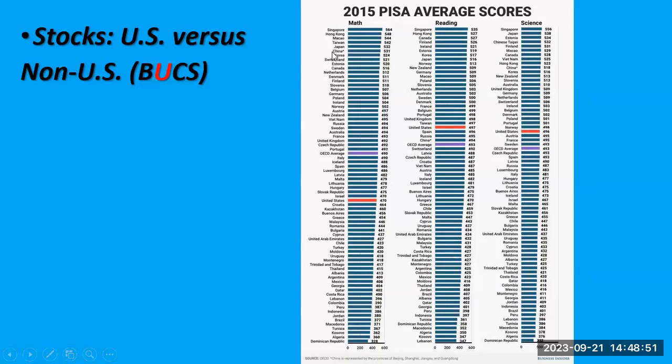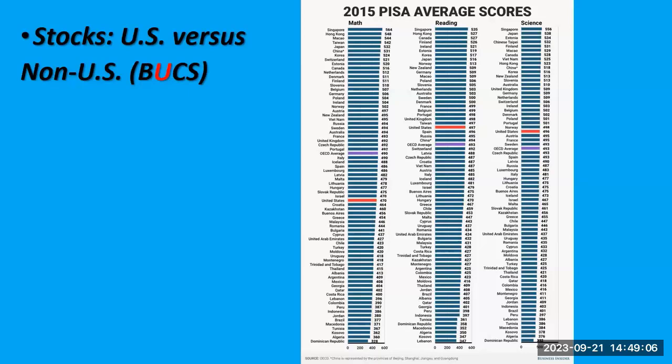But you notice who's up there at the top. A lot of countries in Asia. The Nordic countries are in there. There have been some interesting articles. I think this is key in the US.